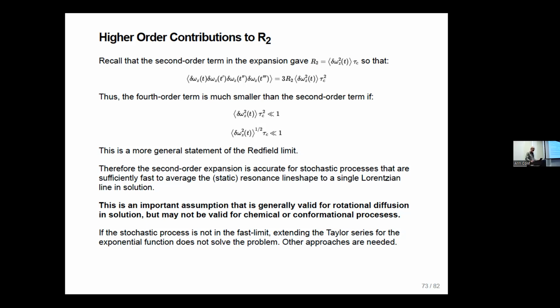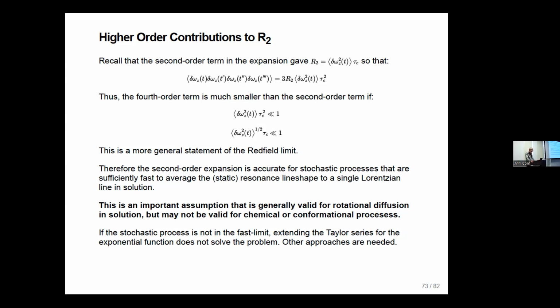So if the powder pattern has collapsed to a single average line, the higher order terms in the Taylor series are negligible. If that doesn't happen, and that's the Redfield limit, that's the fast limit. So this theory is accurate in the fast limit because the higher order terms become negligible.